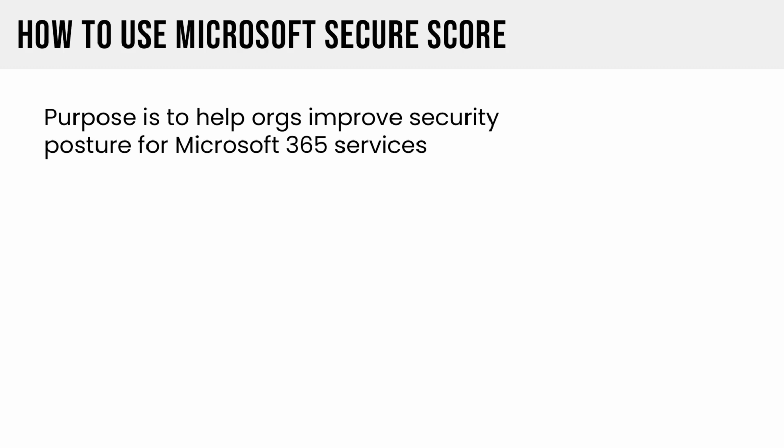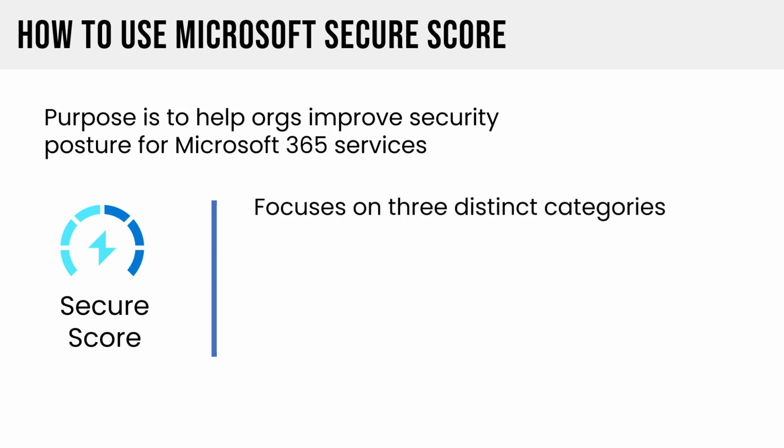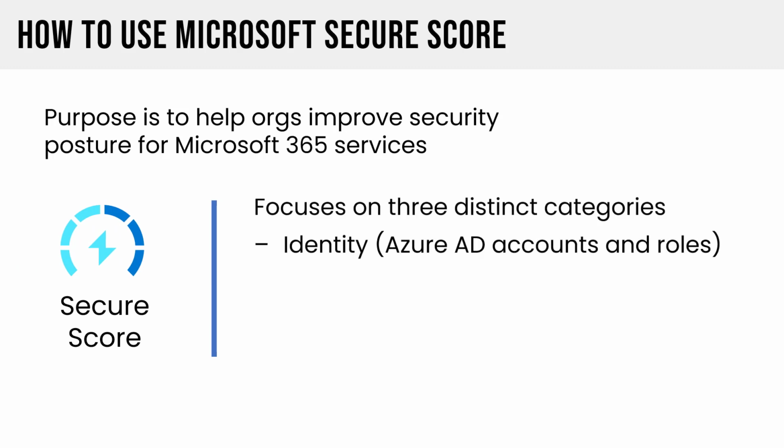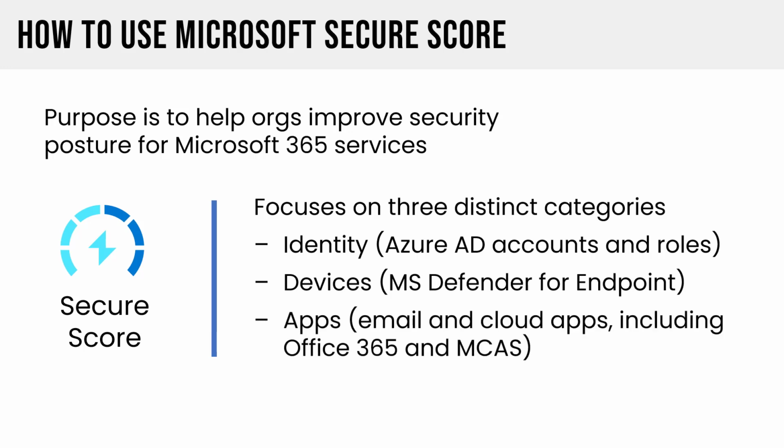And the purpose of Microsoft Secure Score is to help orgs improve their security posture for Microsoft 365 services. So the focus here is different. There are 3 distinct categories in this Secure Score. There's identity, which will be focused on your Azure AD accounts and roles, devices, which is Microsoft Defender for Endpoints, and apps, so email and cloud apps, including Office 365, and data from Cloud App Security. So you'll see all that come into this Secure Score.